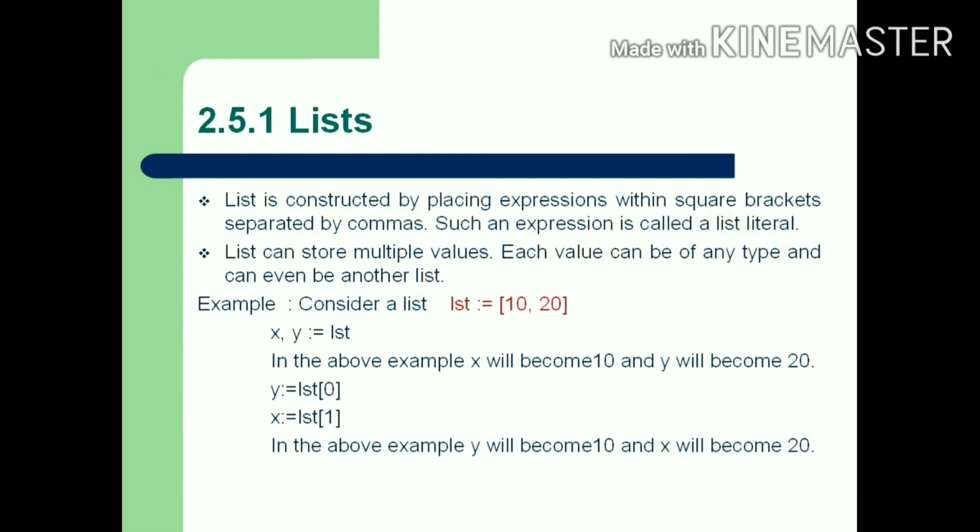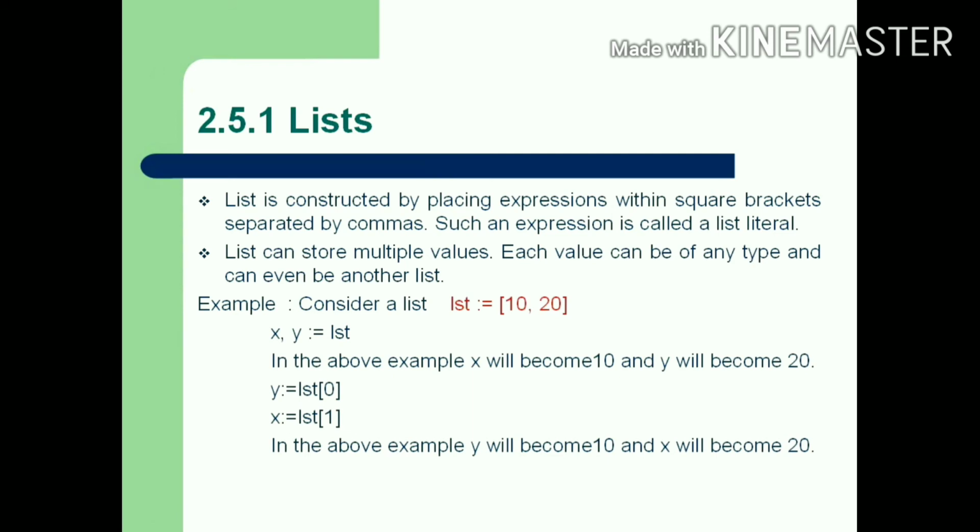A list can store multiple values. Each value can be of any type and can even be another list. It means a list can contain any data type. It may contain integers, floats, or characters.